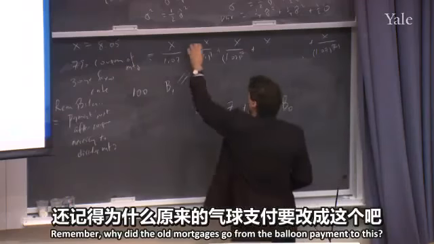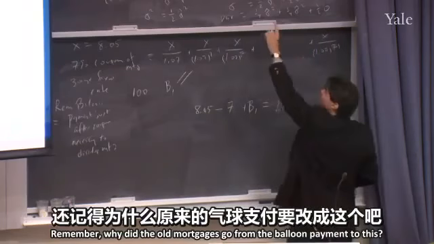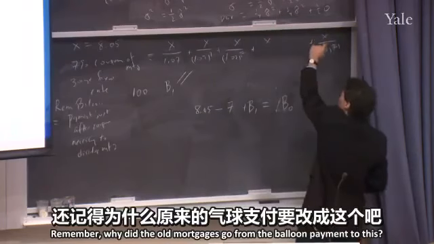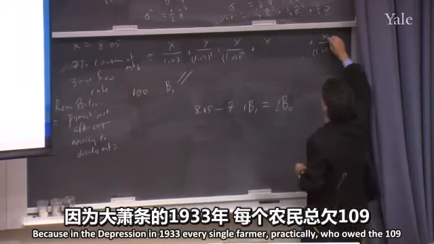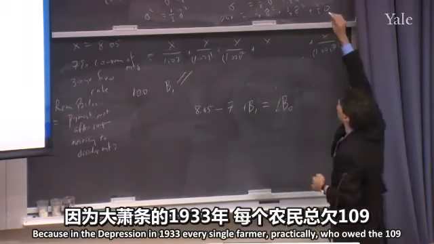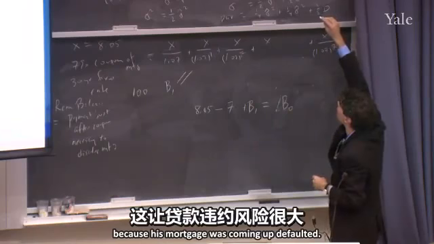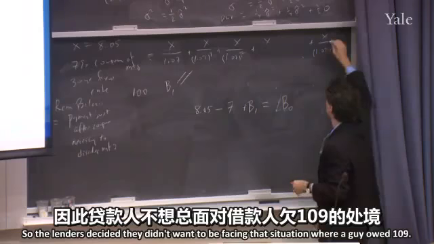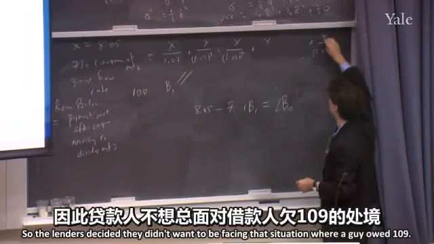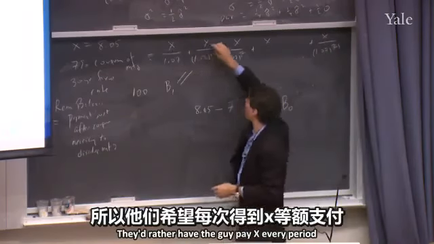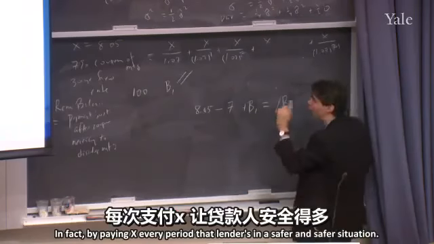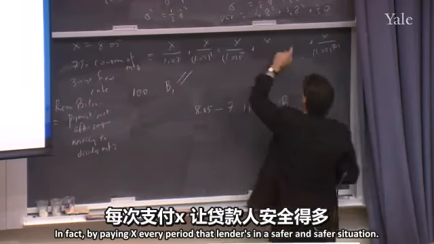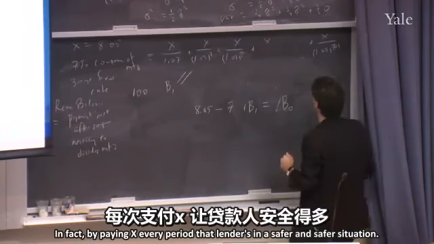But remember, why did the old mortgages go from the balloon payment to this? Because in the Depression in 1933, practically every single farmer who owed the 109 because his mortgage was coming up defaulted. So the lenders decided they didn't want to face that situation where a guy owed 109. They'd rather have the guy pay X every period, so there's never this gigantic payment that he's going to default on. In fact, by paying X every period, the lender is in a safer and safer situation.